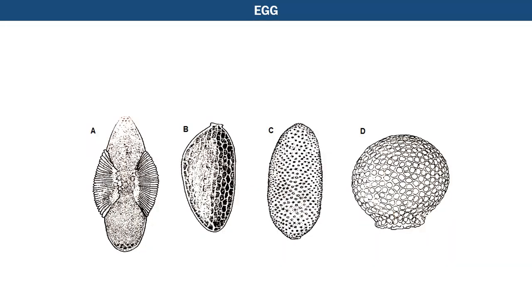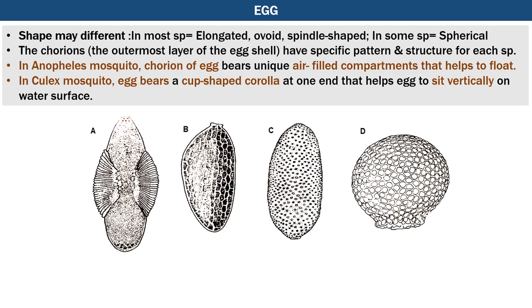Now let us try to understand each of the life forms of the mosquito life cycle. Now, the first stage is the egg stage. For different mosquito species, shape and size of mosquito eggs may vary. In most of the mosquito species, shape is elongated, ovoid, spindle-shaped, and in some species, shape is spherical. The chorion, which is the outermost layer of the eggshell, has a specific pattern and surface structure for each species.